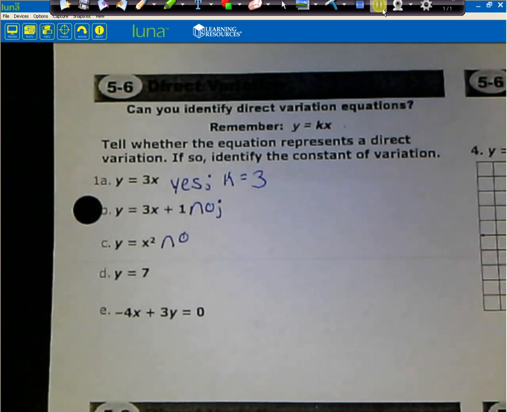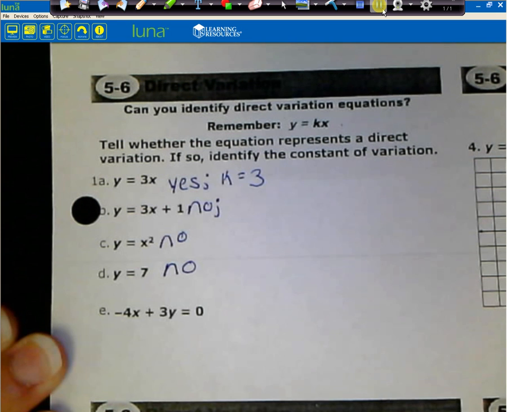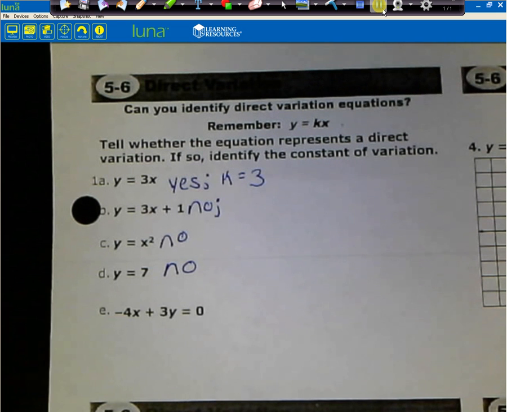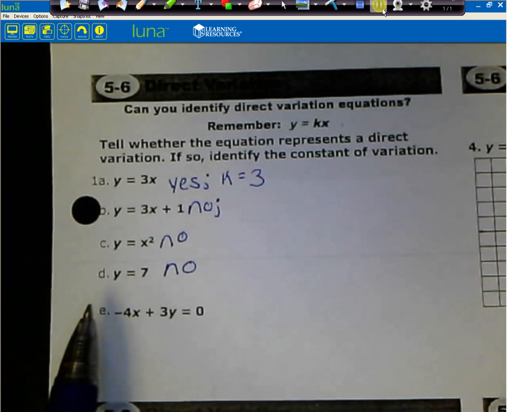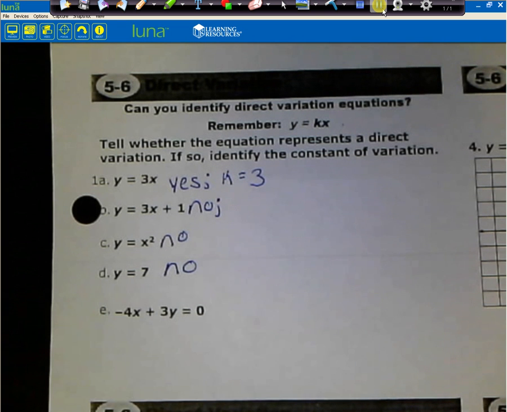Then we have D, y equals 7. And y equals 7 is also a no, because again there's no x here, and for it to be direct variation it needs to be y equals kx, and there is no x, so this one is no. Plus it also does not pass through the origin if I were to graph it.